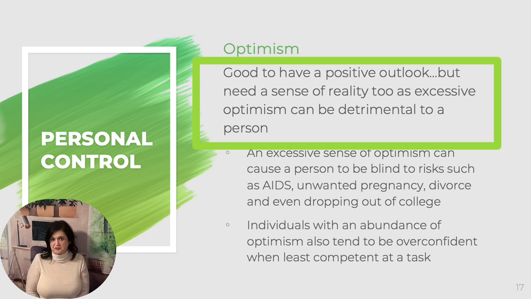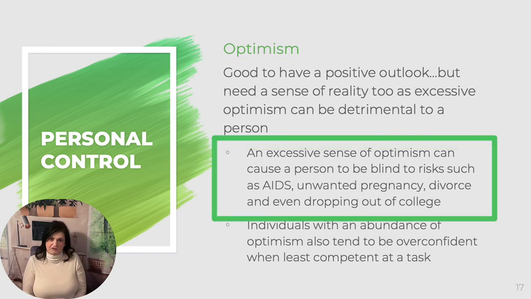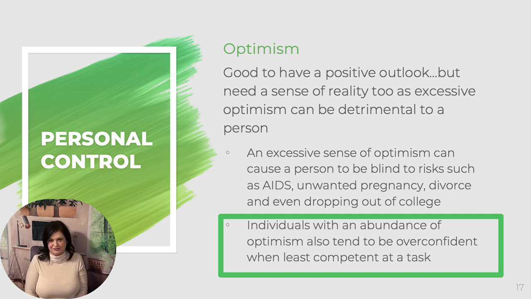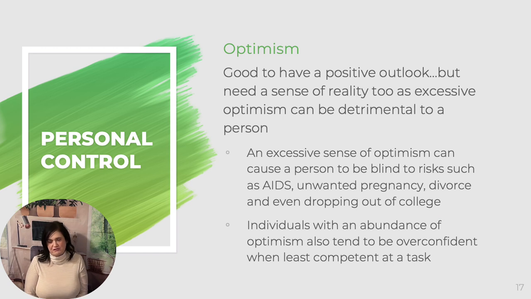So excessive optimism can be detrimental to a person, just like excessive internal locus of control. Excessive optimism can cause a person to be blinded to the risks, such as AIDS, right? Or sexually transmitted disease. I don't need to use a condom. I don't need to use any kind of protection. I don't care if I get pregnant, right? Who cares if I'm in college and I get pregnant? I can drop out and marry some rich guy. No. Right? You need to be aware of the choices that you make and make sure that you have control over your own decisions, right?